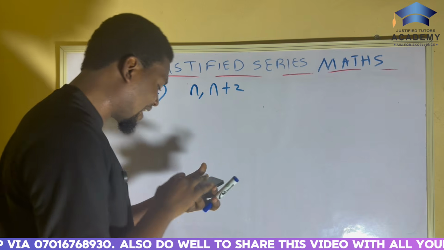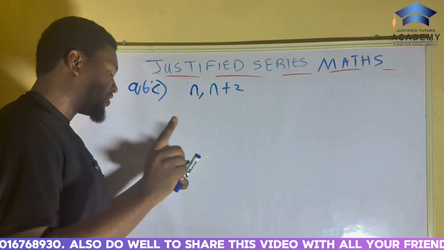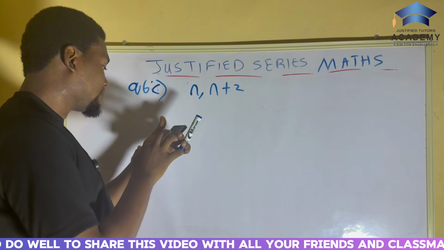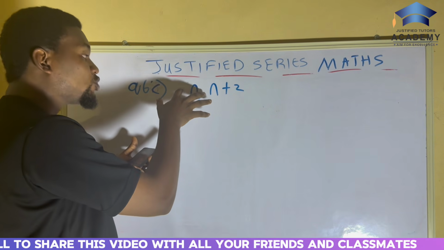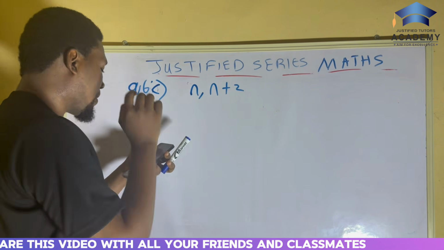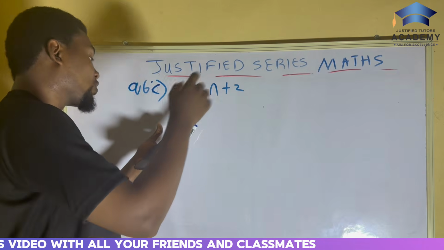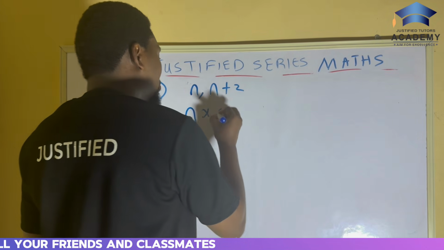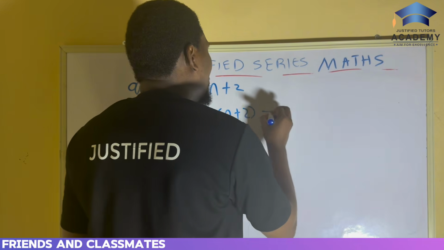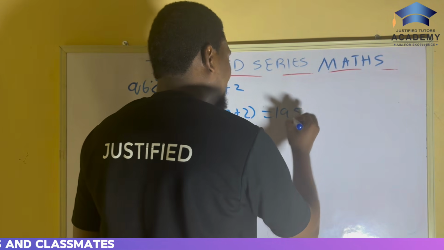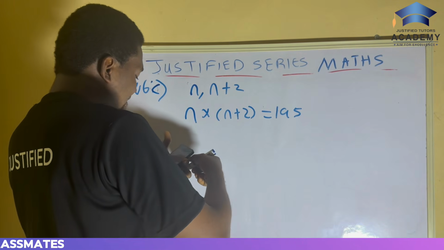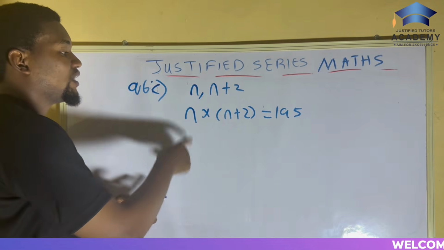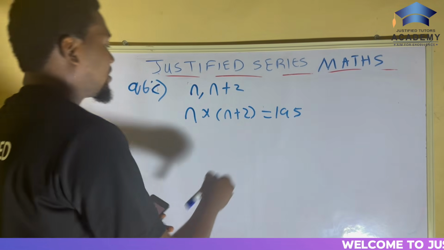So we said let the two consecutive numbers be n and n plus 2. But then they now said that the product of the two of them is 195. That is the product n times n plus 2 is equal to 195. They say find the two numbers. Now, for us to find the two numbers, we need to find n first. So now, let's open up the bracket.